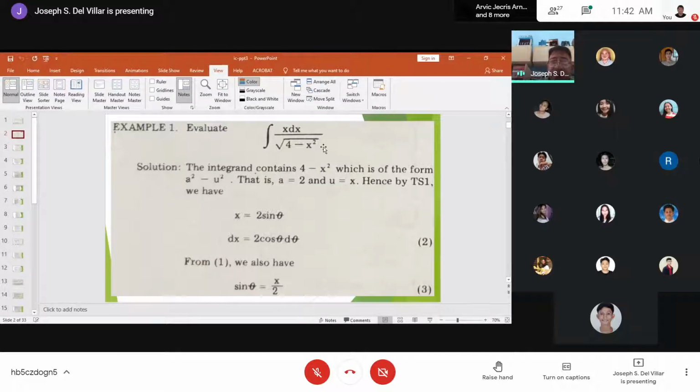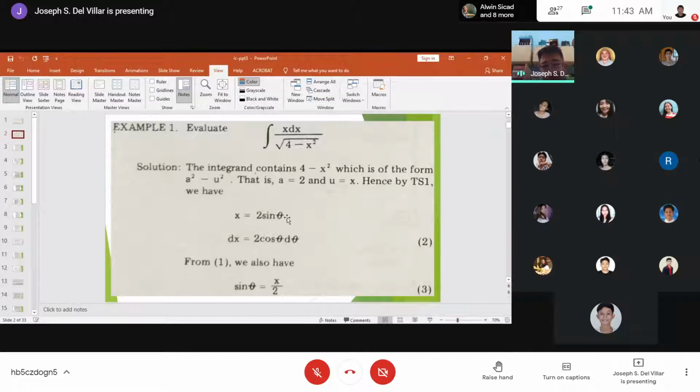Marami kasi nalilito dito na kapag ganito yung given, automatic, nakita nilang 4, yun yung a. Hindi yun ang a. Ang a is the square root of 4. Okay? Square root ng 4, which is 2. Yun yung a. Okay? Etong x, since naka-square na siya, wala na siyang problema. Kasi naka-squared na siya. So let u be equal to x. Okay? And a is 2. Then we follow the formula na let u be equal to a sine theta. Eh yung u natin is x. So x is equal to a, which is 2 sine theta.